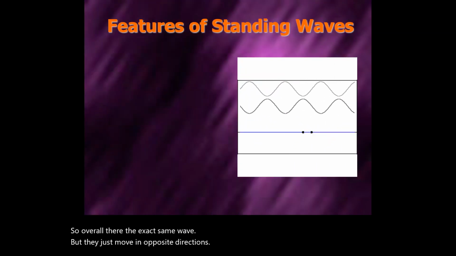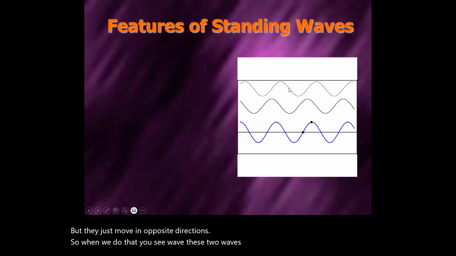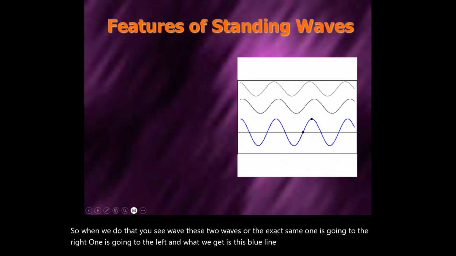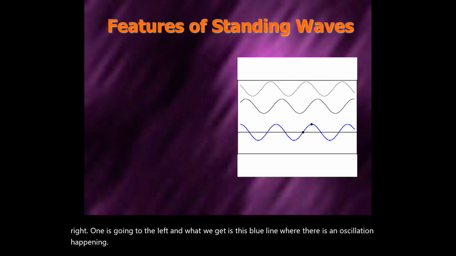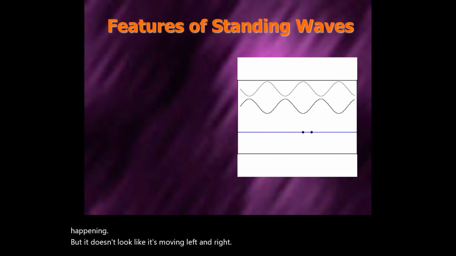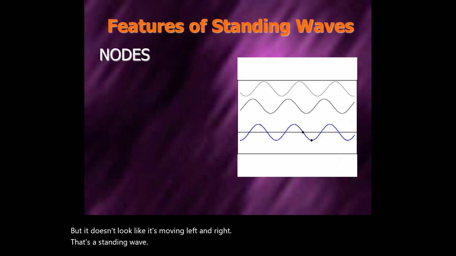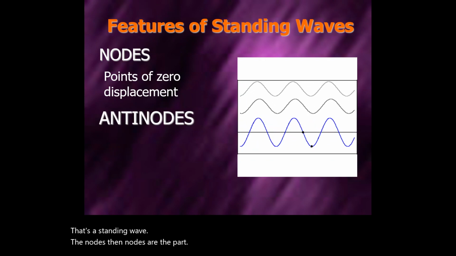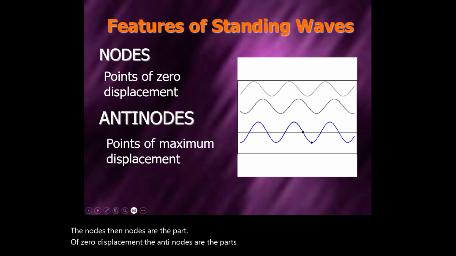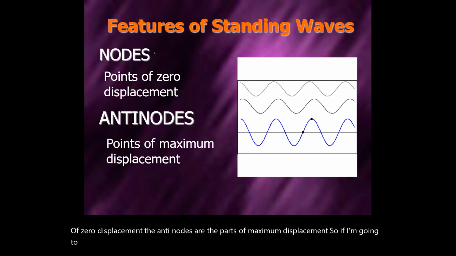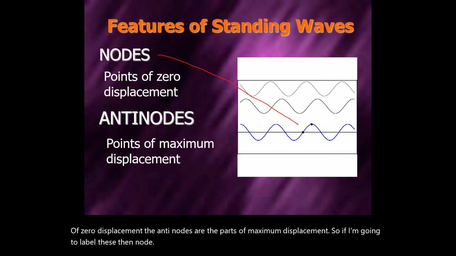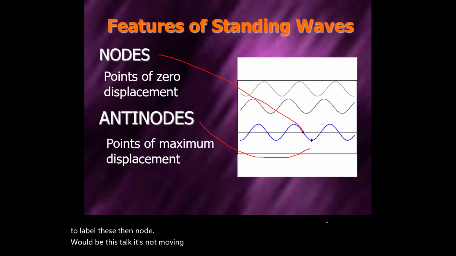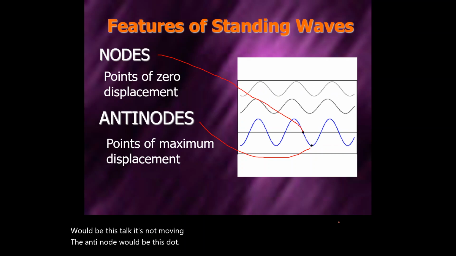So when we do that, you see these two waves are the exact same. One is going to the right, one is going to the left, and what we get is this blue line where there is an oscillation happening, but it doesn't look like it's moving left and right. That's a standing wave. The nodes are the part of zero displacement. The antinodes are the parts of maximum displacement. So if I'm going to label these, the node would be this dot. It's not moving. The antinode would be this dot, that movement piece.